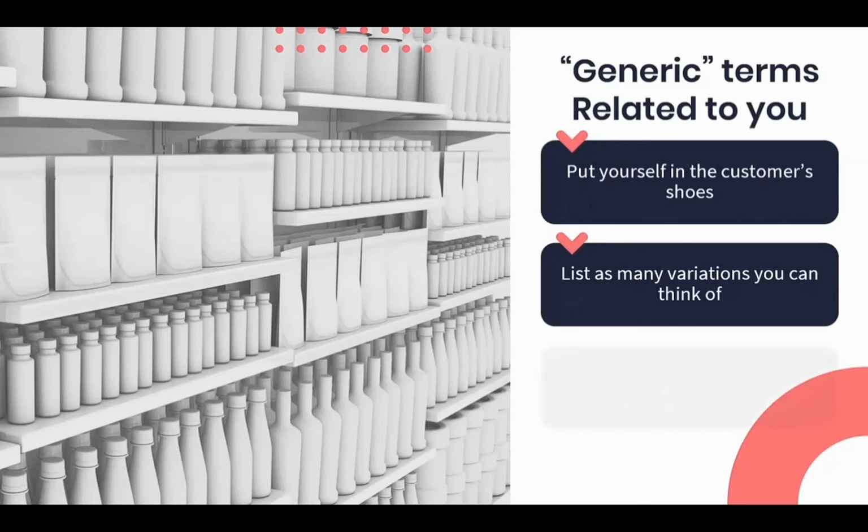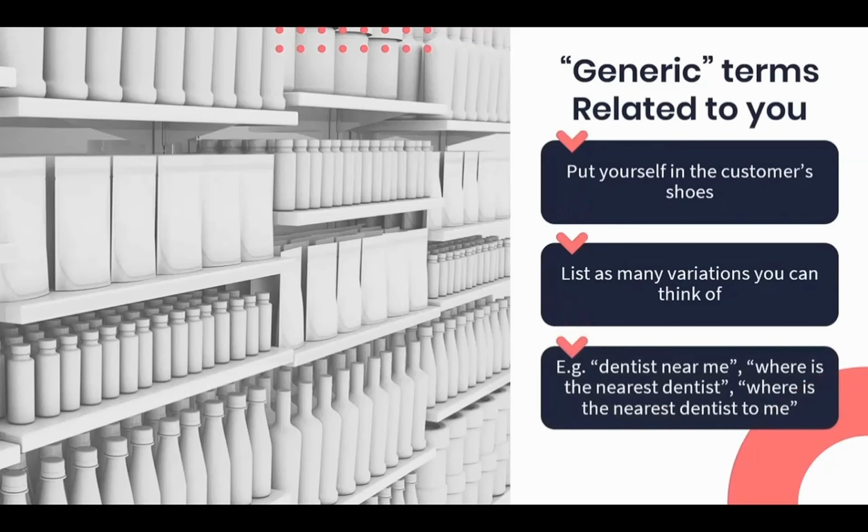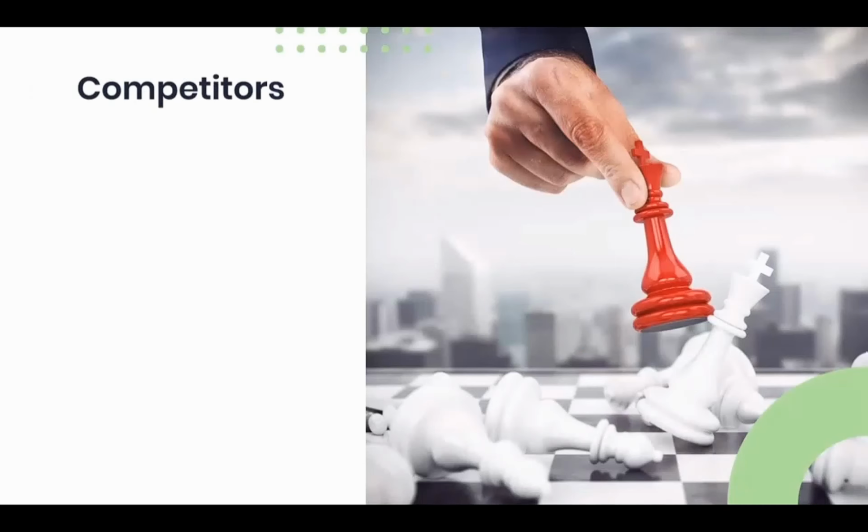If you're a dentist, you might try and think of some terms such as dentist near me, or where is the nearest dentist, and where is the nearest dentist to me. These are all the different types of phrases and search terms, keywords, whatever you want to call it, that users could generically look at. So you need to think of these generic ones as well as the more unique ones that could pop up too.